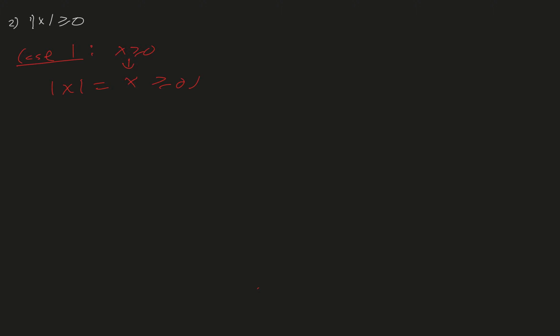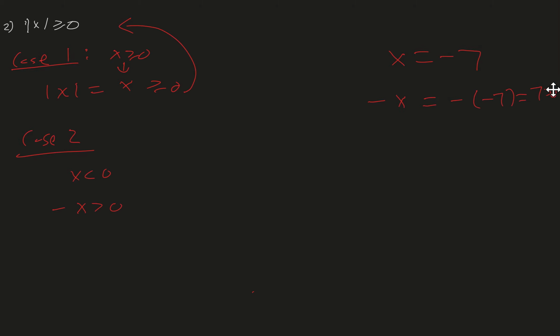So from case 1 we've proved this. We always get it being greater than or equal to 0. And case 2 is when x is less than 0. So when x is less than 0, it means x is a negative number. For example, x is negative 7. Therefore, from the definition of the absolute values, the negative x will be greater than 0. So negative x will be negative of negative 7, which will be 7, which is greater than 0.